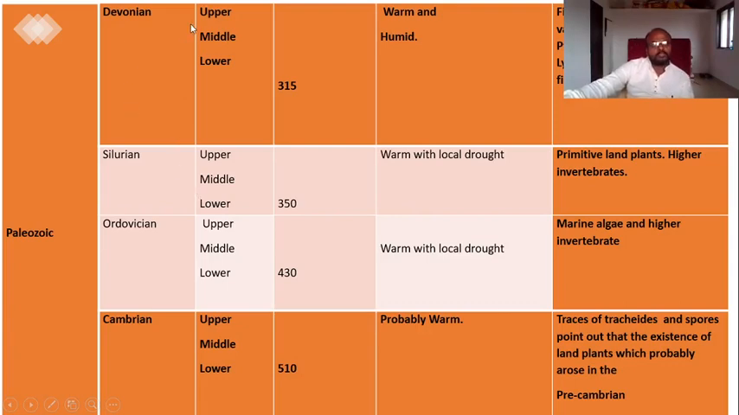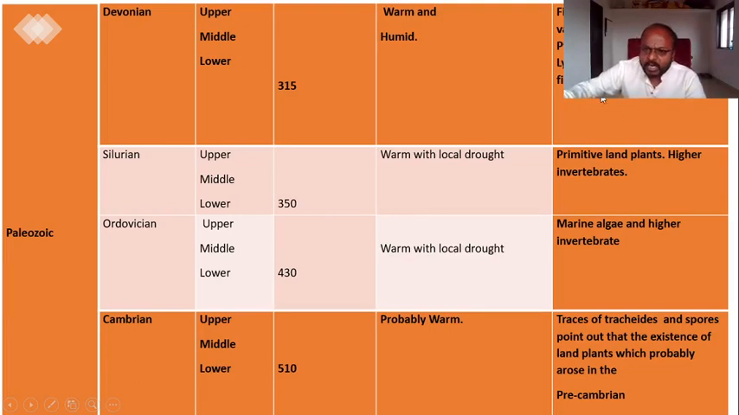Next, fourth number is the Devonian period of the Paleozoic. Again it is divided into upper Devonian, middle Devonian and lower Devonian, and it is from 350 million years ago. The climatic condition was warm and humid, a favorable condition. In this Devonian period, the first established land flora of vascular plants, that is early pteridophytes, xylophytes and lycophytes, as well as liverworts, originated.